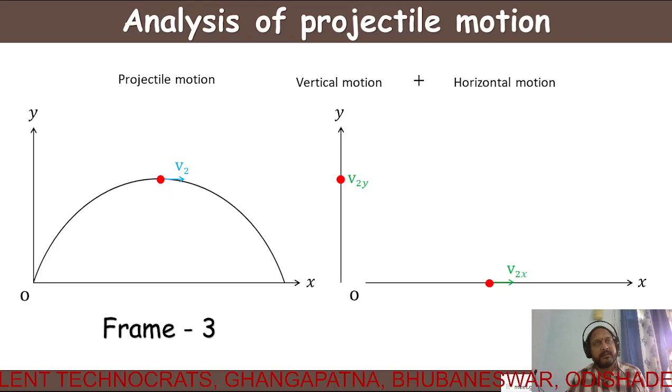Projectile motion is a combination of two motions. Horizontal motion with which velocity? Constant velocity. And vertical motion will be with what? With constant acceleration.